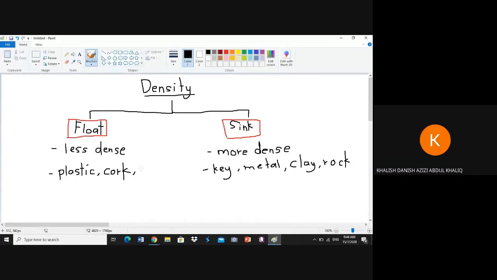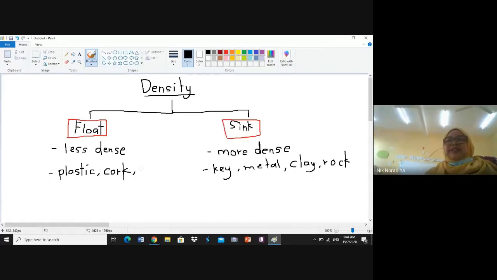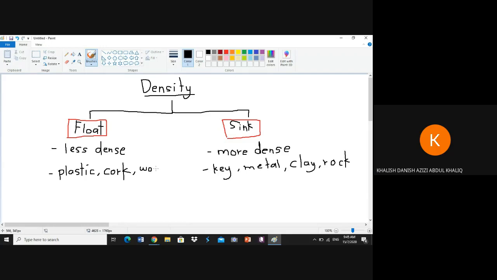Most of those things will float in water because of their composition. Just now I already remembered what I want to put here. Plastic, wood. Wood here. Okay, you can write down wood and boat.